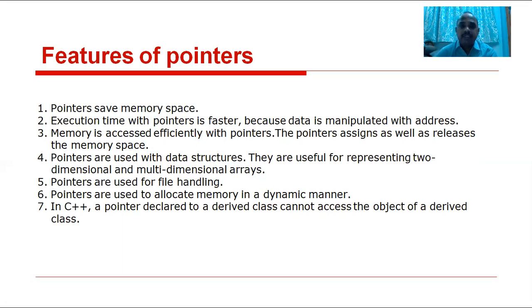In the C language, FILE asterisk fp, where fp is a file pointer. Clear? Then pointers are used to allocate memory in a dynamic manner, dynamic memory allocation. In C++, a pointer declared to a base class cannot access the object of a derived class. Remember this point, that is the most important.